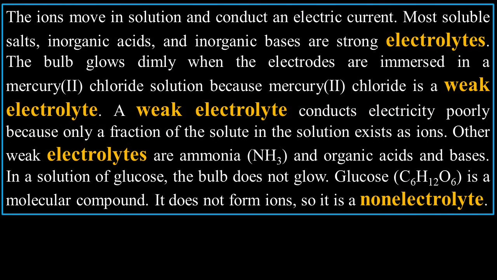The ions move in solution and conduct an electric current. Most soluble salts and inorganic bases are strong electrolytes. The bulb glows dimly when the electrodes are immersed in a mercury 2 chloride solution because mercury 2 chloride is a weak electrolyte. A weak electrolyte conducts electricity poorly because only a fraction of the solute in the solution exists as ions.